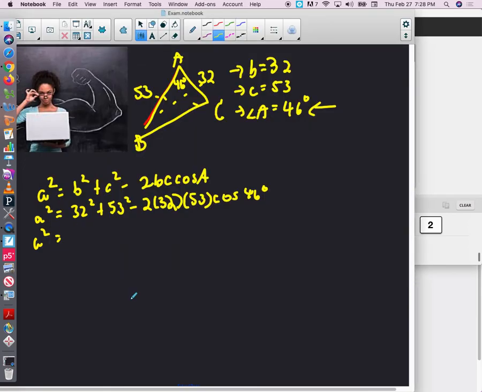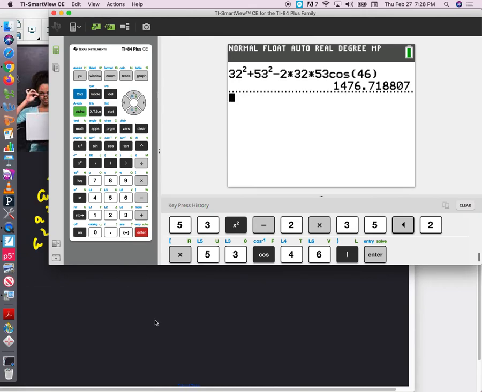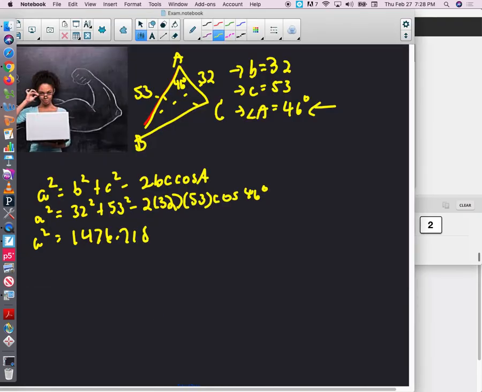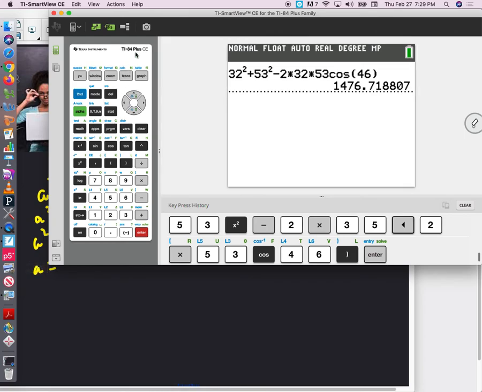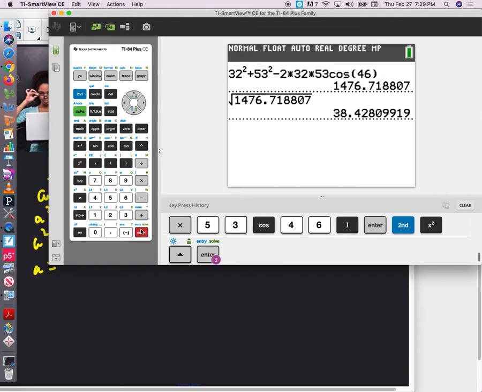1476.7188. So A squared is 1476.7188. All right, so let's square root that, which gives us plus or minus, but we're looking for the side of a triangle, so we'll definitely take the positive one. So I'm going to square root that answer, again not rounding off, and so it's 38.428.